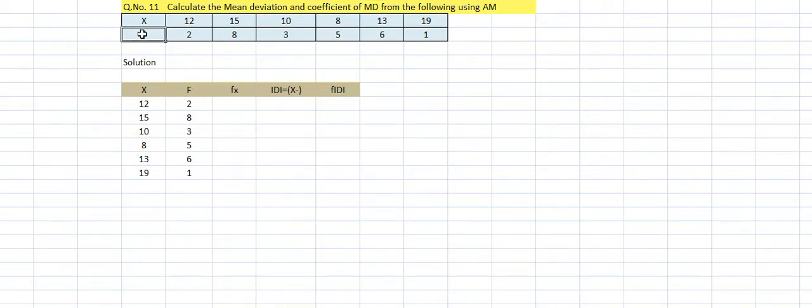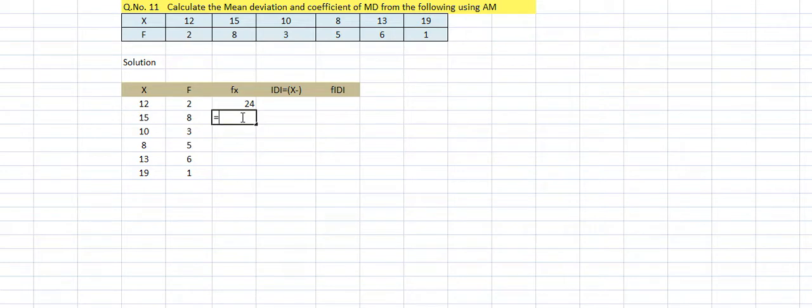So x is given, f is given. You write all these items here, and these items are frequencies. Now move to the f into x. How to find the f into x? So 12 into how much? 12 into this 2, so equal to 24. Like that you find now.